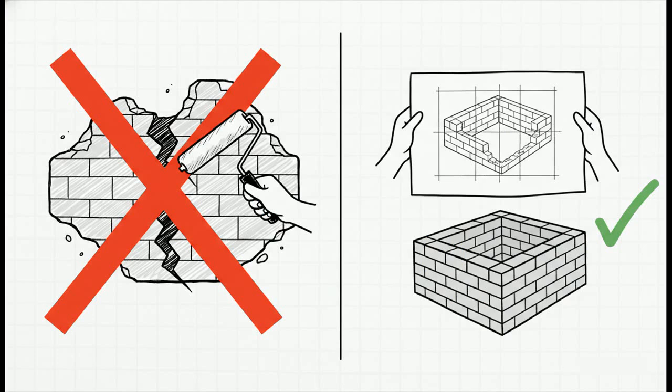Now, the obvious solution might seem to be, well, let's just retrain the model every day. But that is wildly impractical. Not to mention, it costs millions of dollars. It's kind of like trying to fix a cracked foundation by constantly repainting the walls. The problem isn't the paint, it's the architecture. We need a new blueprint.